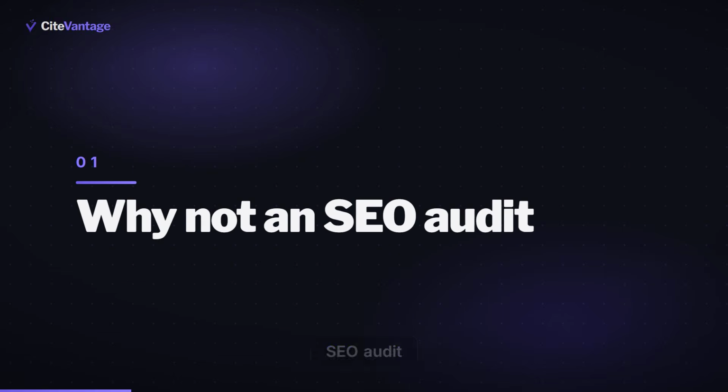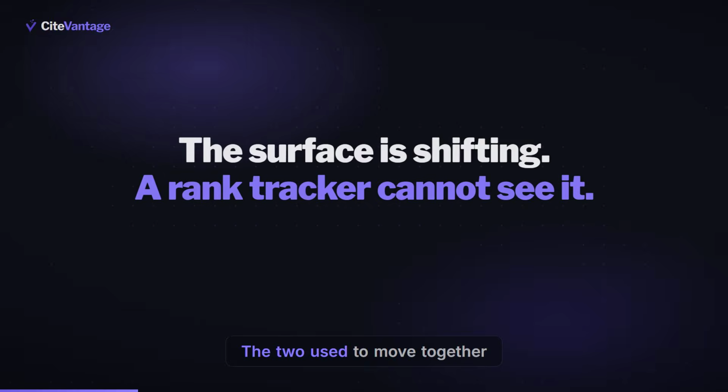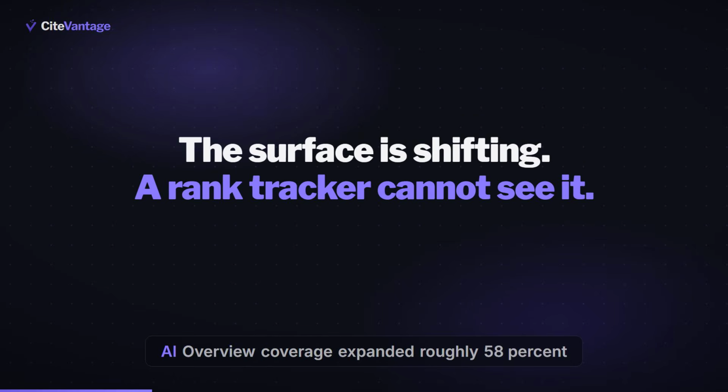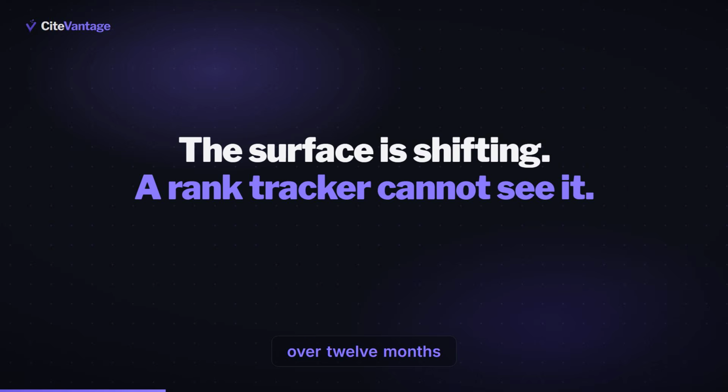First, why this is not an SEO audit. The two used to move together. They are diverging now. AI Overview coverage expanded roughly 58% over 12 months. The surface where buyers get answers is shifting under you, and a rank tracker cannot see it.